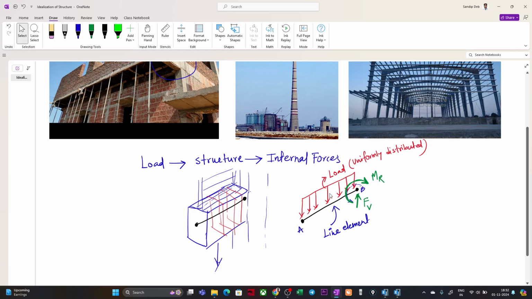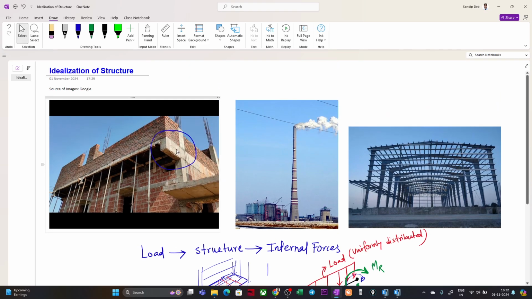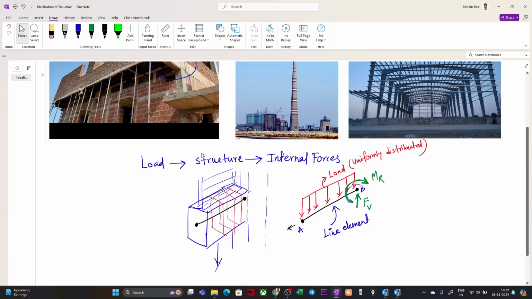Again, we have applied some force along this direction also. If you see this beam, if you just pull this beam outwards, it will not come out, right? It will not come out of this joint. So that means there is another force which is resisting this joint from moving along the long direction of the beam. So there is a resistance along this direction also.